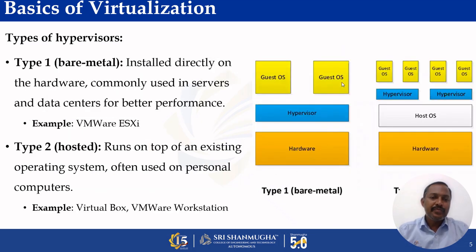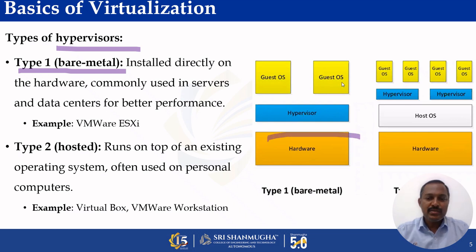So that's all about that. One more thing, the final thing, is types of hypervisors. With the help of hypervisors we can create virtual machines. A hypervisor is a software. There are two types of hypervisors. One is type 1, bare metal. This hypervisor is installed directly on the hardware. If a virtual machine is created with the help of hypervisor software directly on the hardware, that is called type 1.